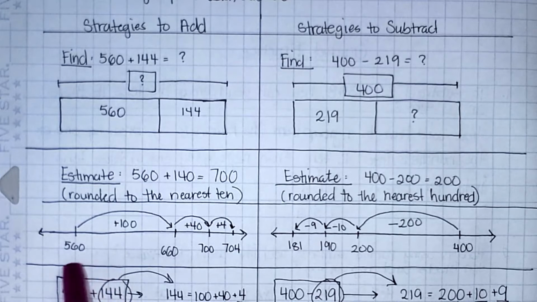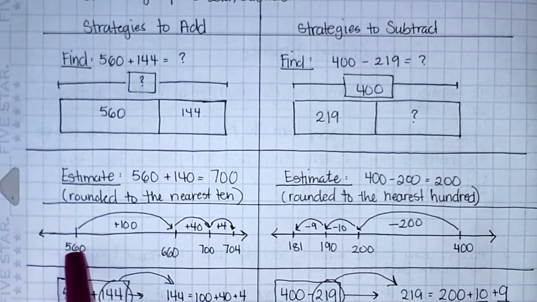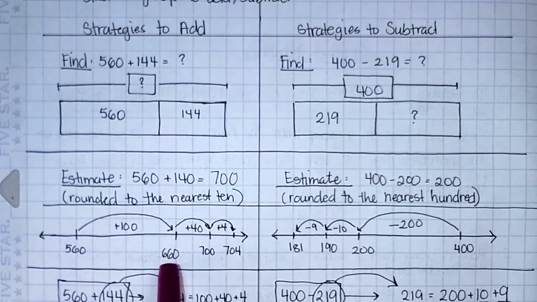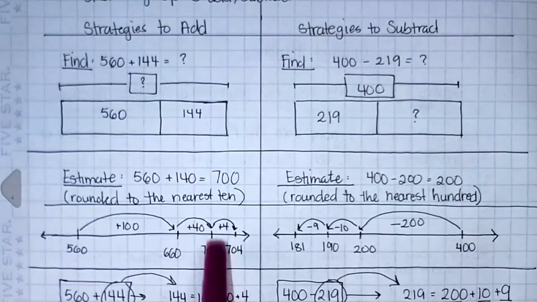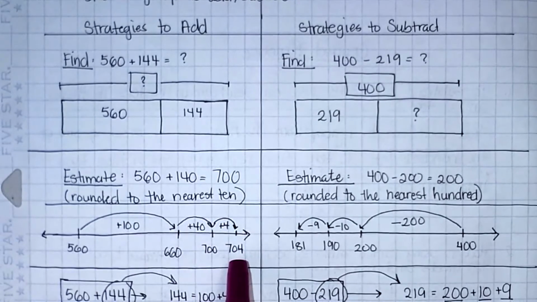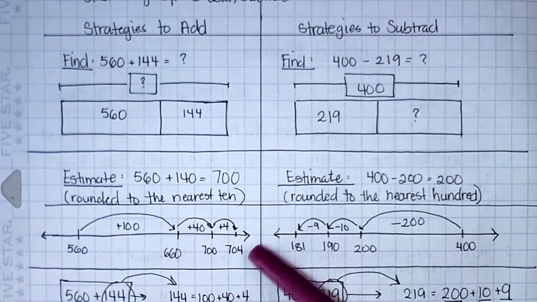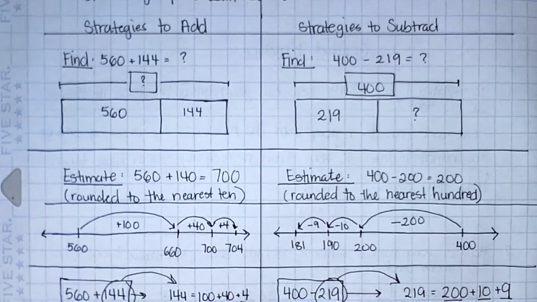My next strategy was to use a number line. I started at 560, and then I added place values at a time. I added the 100, that got me to 660. I added the 40, that got me to 700, and then I added the 4, that got me to 704. Here I can see that 704 and 700 are close to each other, so I know that my estimate was a good estimate.